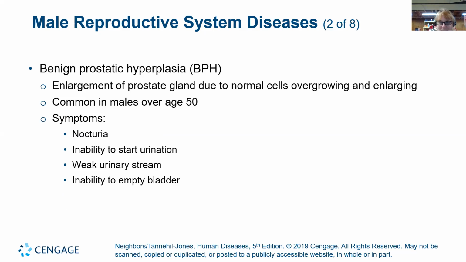BPH, we hear a lot about this on TV. This is enlargement of the prostate gland due to normal cells overgrowing and enlarging. It's very common in males over 50. The first sign of BPH is nocturia. They're getting up constantly at night to pee. Another symptom is that they have trouble starting to urinate, or maybe they feel like they have to go very badly and only a tiny dribble comes out. A lot of males will say, I feel like I have to pee all the time, and that's because the enlargement is not allowing the bladder to empty completely.